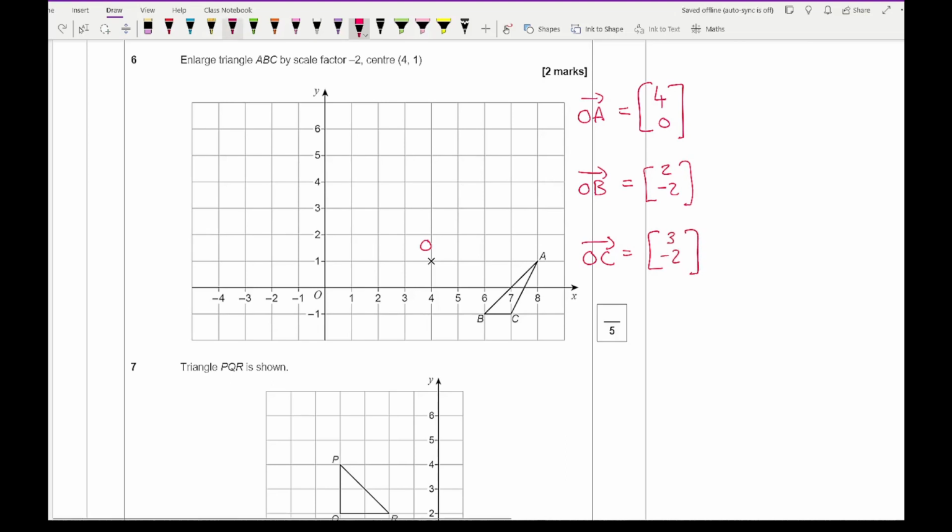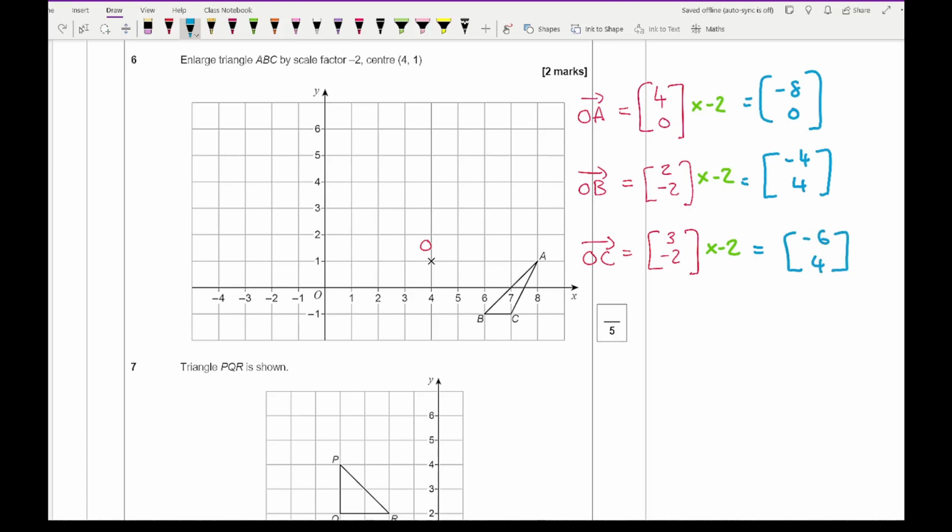Now once I've done that, if I then multiply each of those by the scale factor and work it out, that's going to be (-8, 0). This is going to be (-4, 4). And this one's going to be (-6, 4). And this is going to be O to A dash, O to B dash, and O to C dash.